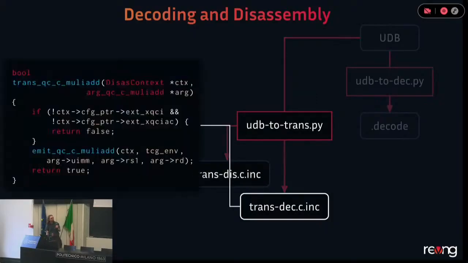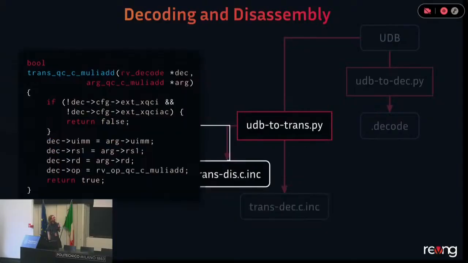One provides functions that are being called for decoding for execution. So at the top, you have an if statement that simply checks that the extensions are available. Then you have a call to qc mul-iad, which is our generated TCG code. For the other file, this is when we decode for disassembly. Instead of taking the DisasContext struct, we take a struct provided by the RISC-V disassembler. We just fill out some fields. And this allows us to get pretty printing out on the other end.